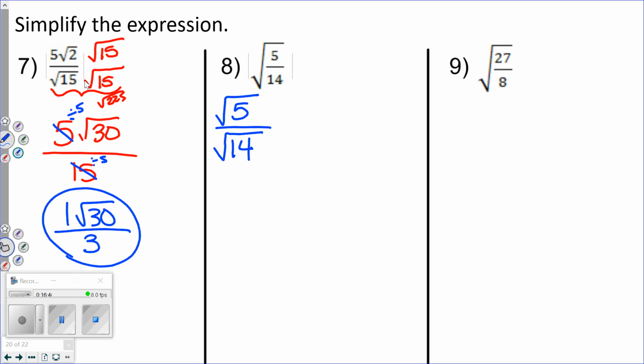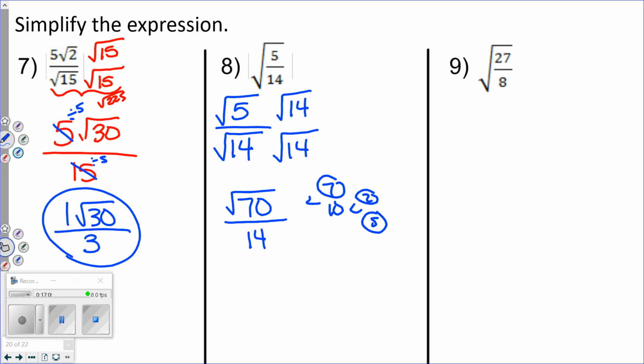Step 3, rationalize. So we multiply top and bottom by radical 14. Radical 70 over 14. And then simplify if you can. Radical 70, factor tree there. There's no pairs. If you try, it's going to give you 7 and 10, which is 2 and 5. There's no pairs, so nothing happens to it. So Jonas, does that answer your question? You asked me about the radical 10 earlier.